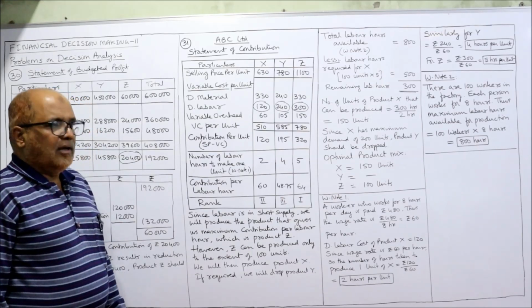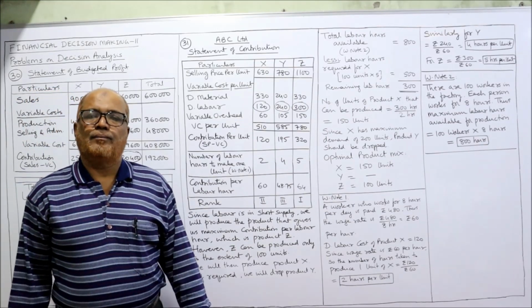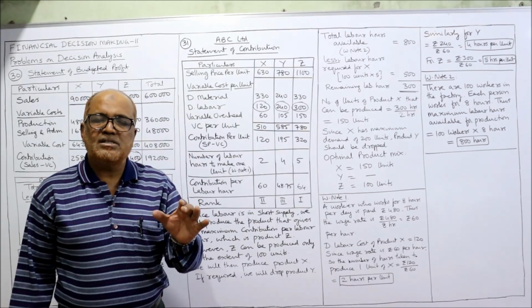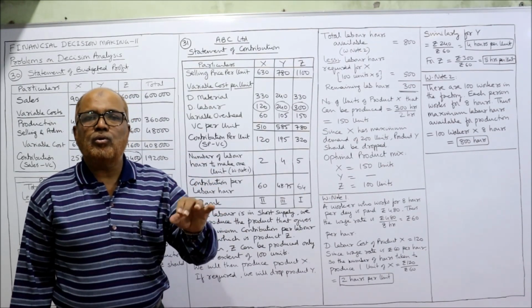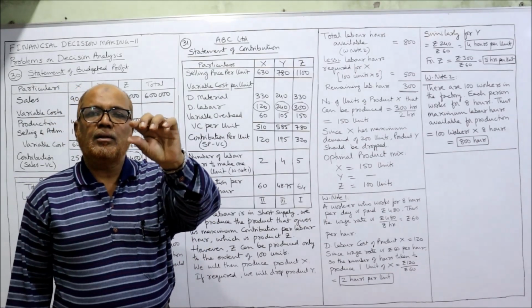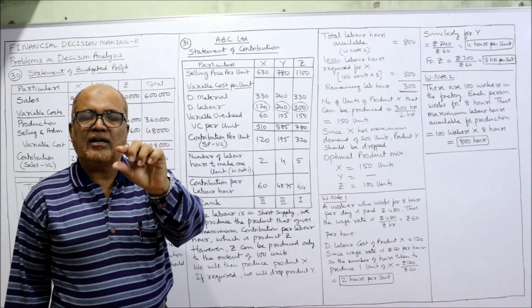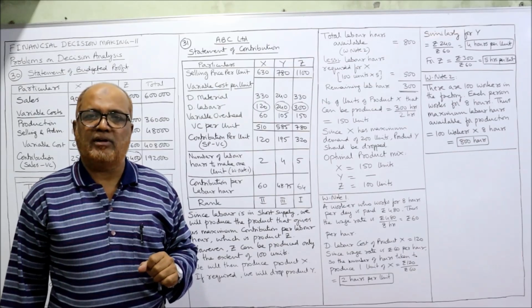Now, contribution per hour. Because time is the key factor, we need contribution per hour. So how to get contribution per hour? Contribution per unit divided by time to produce 1 unit.